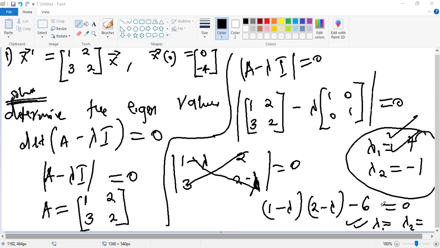The answers for the lambdas, when you work this out, you will get 4 and minus 1. Now, after getting 4 and minus 1, the next step will be for us to evaluate and get the eigenvectors. So I want us to get the eigenvectors. For each of these eigenvalues, I want us to get an eigenvector.